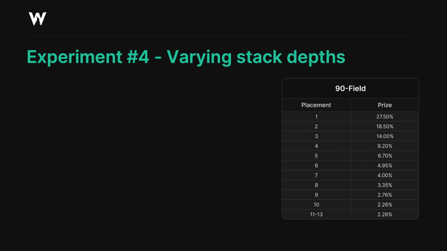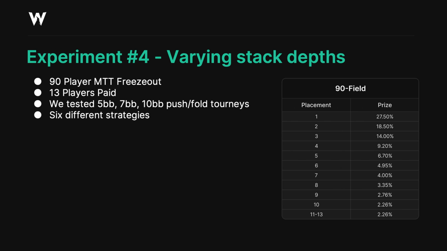For experiment 4, we're going to vary the stack depths a bit. So we'll use the same 90 field MTT Freezeout as before, 13 players paid, but this time we're going to test 3 different tournaments. One is going to have the big blind set to 1/5 the average stack, so a 5 big blind push fold event. Then we'll do a 7 big blind push fold event and a 10 big blind push fold event. And we'll compare the results for 3 different stack depths to see how that impacts the strategies.